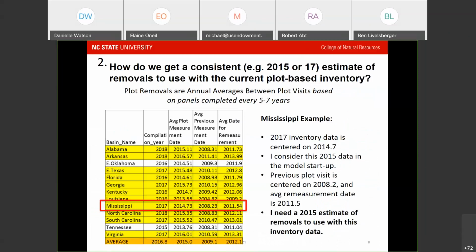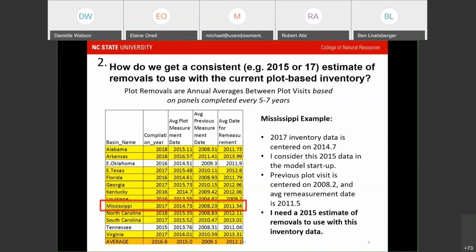So if you're not familiar with the plot data, when we pull plot data, this is the way we summarize the data. For example, this chart shows, with the pull, this was actually last year's data pull, we had a compilation year of 2017 for Mississippi. The plots were on average measured toward the end of 2015, but the previous measurement goes back all the way to 2008, and the average date for remeasurement, in other words, between the current one and the previous one, is 2011. So what you get for removals is actually an annual average between remeasurement dates.